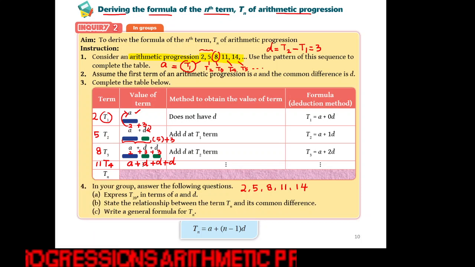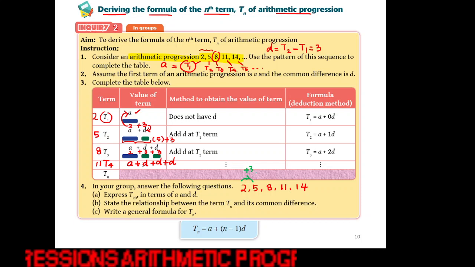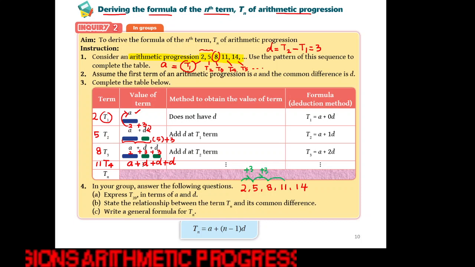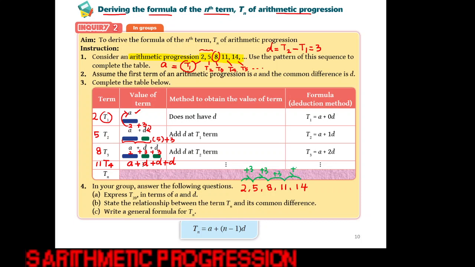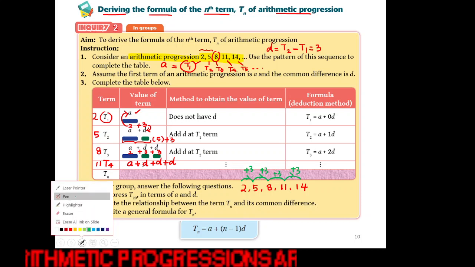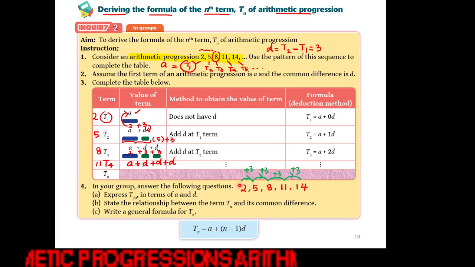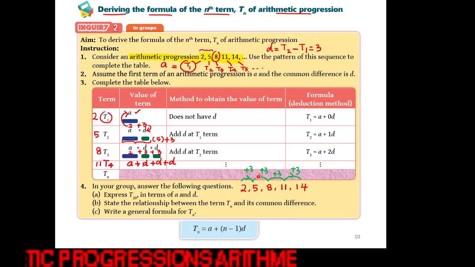So we have to plus 3 here, plus 3 again, plus 3 again, plus 3 again. Alright, so 2 plus 3. 2 plus 3, we will obtain 5. 2 plus 3 plus 3, we will obtain an 8.